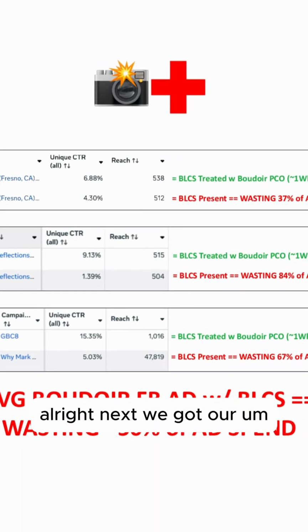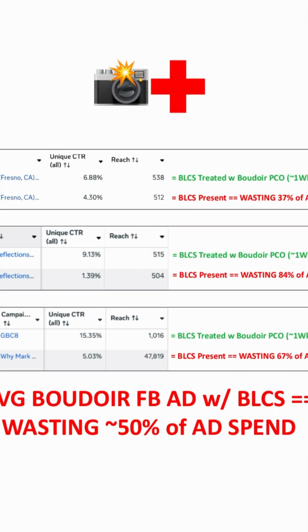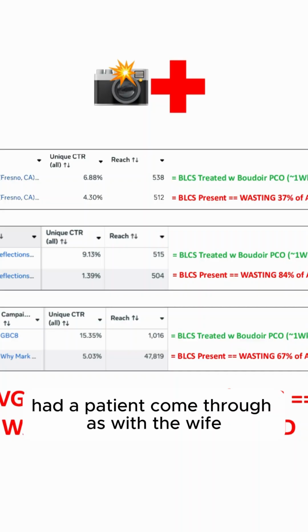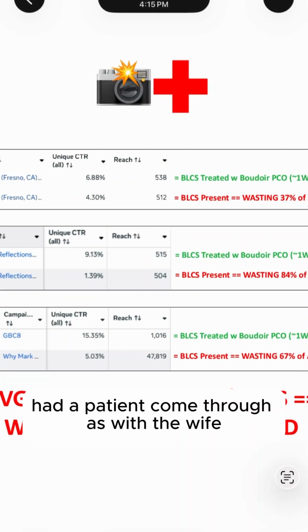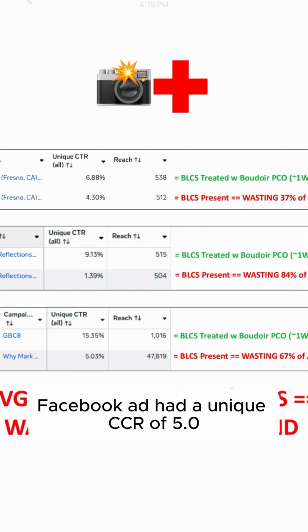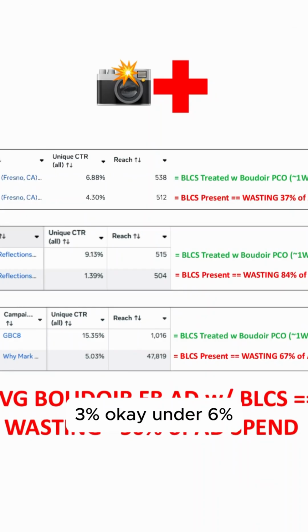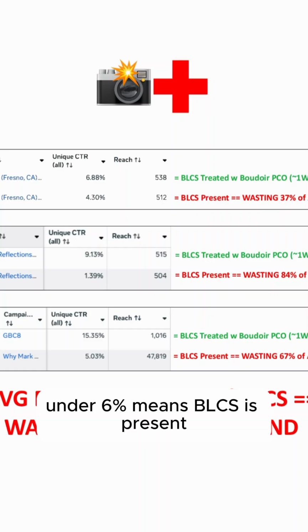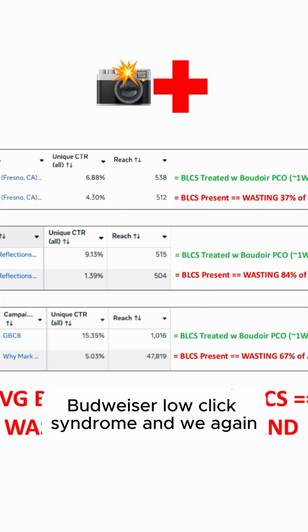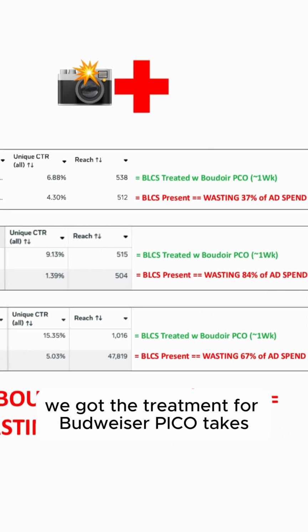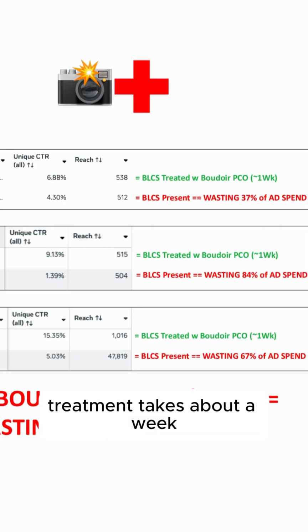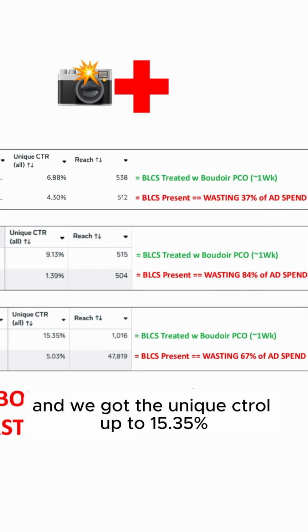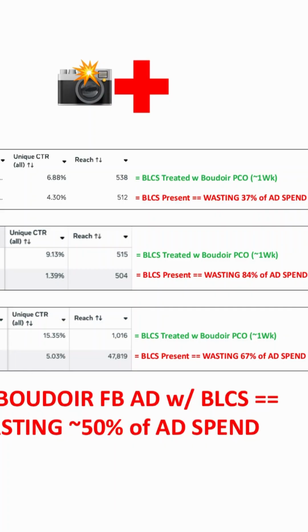All right, next we had a patient come through. His Boudoir Facebook ad had a unique CTRL of 5.03%. Okay, under 6%. That means BLCS is present, Boudoir low click syndrome. And we got the treatment for it, Boudoir Pico. Treatment takes about a week, and we got the unique CTRL up to 15.35%.